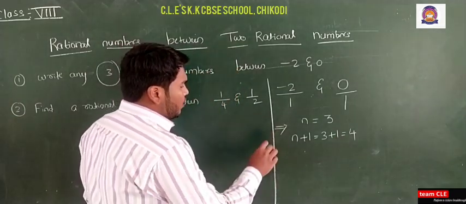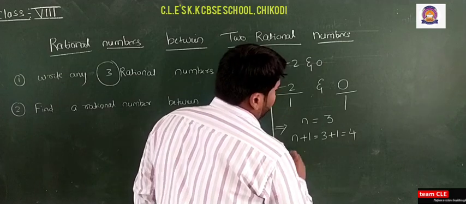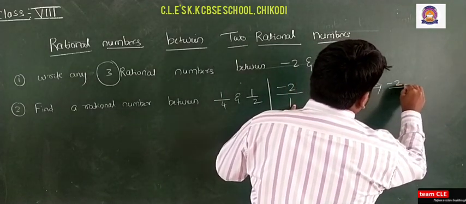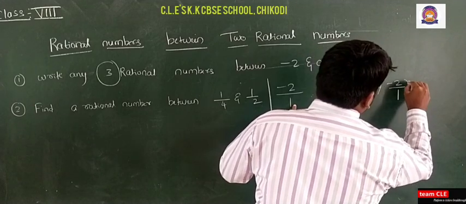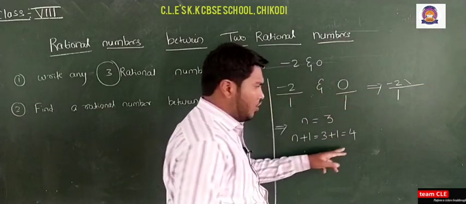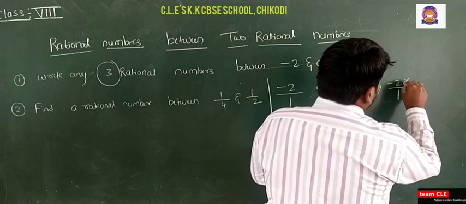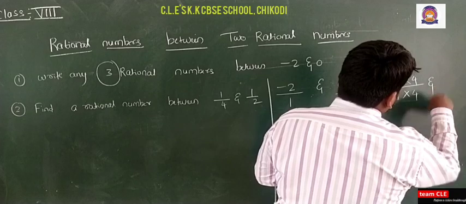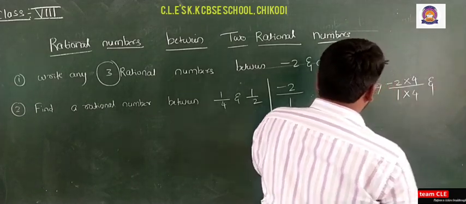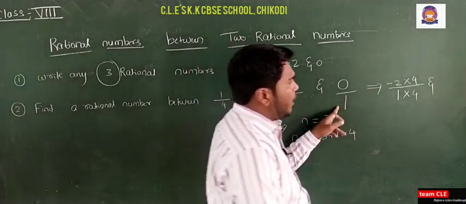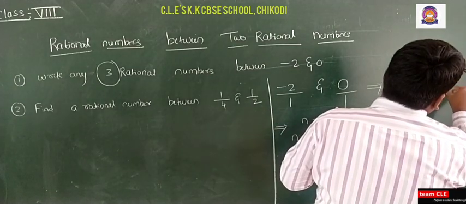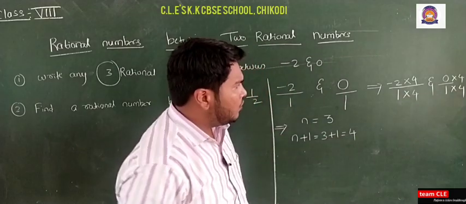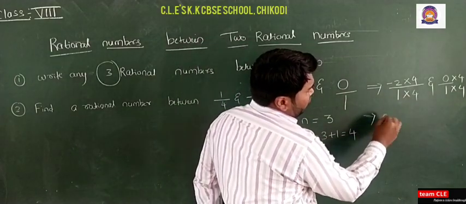So what you have to do is multiply. You have to multiply this minus 2 by 1, in both the numerator and denominator, by 4. So minus 2 into 4 and 1 into 4, and one more, that is 0 by 1. You multiply 0 by 1 in the numerator and the denominator by 4. So just multiply numerator with numerator.